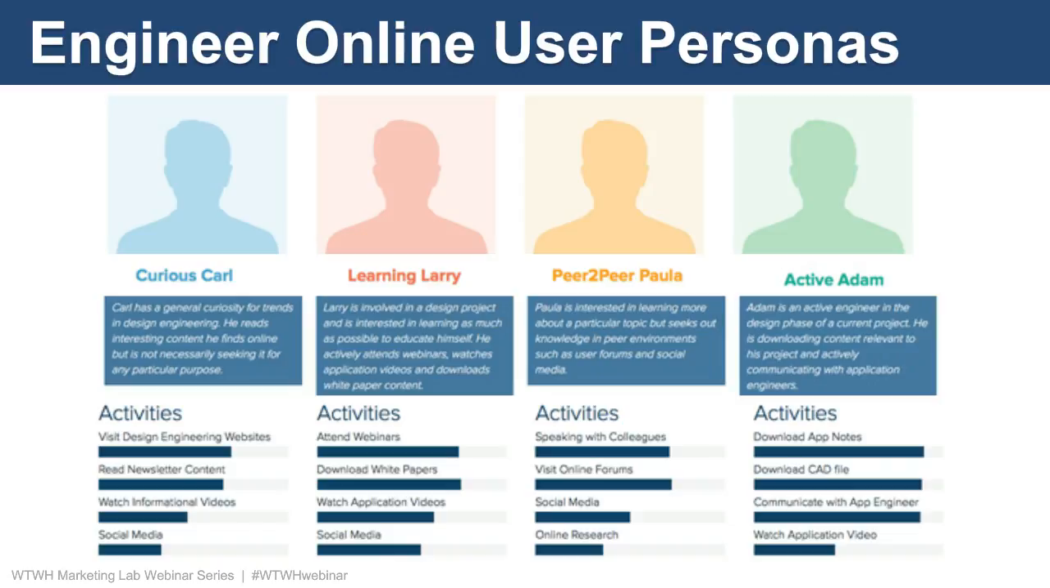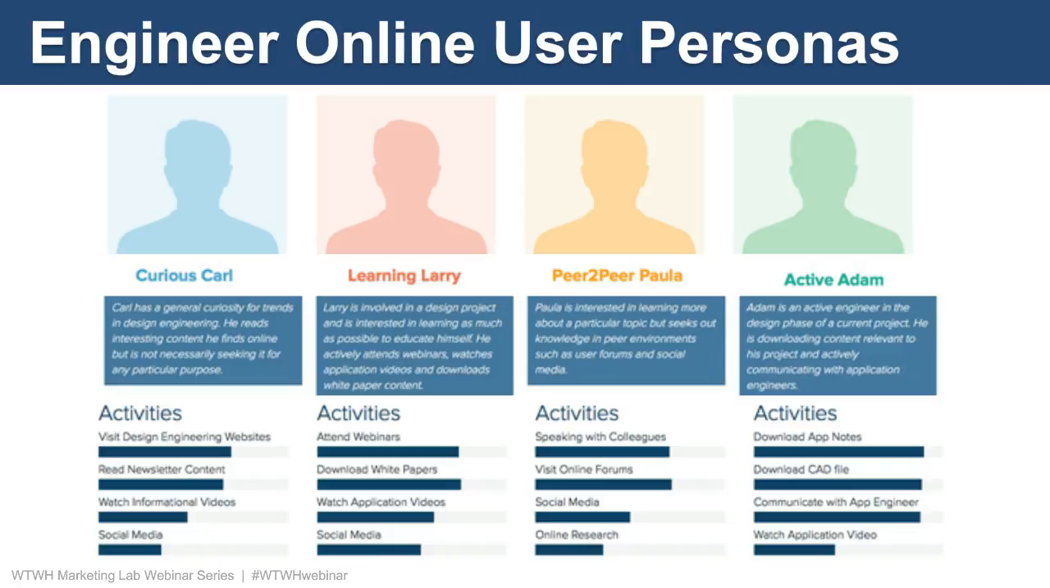Next up, we have Learning Larry, who's a little further down the funnel, and he's actually involved in a project. He has a specific interest in a topic, and he's in the engagement stage, where he's active and he's downloading white papers and watching application videos that will help him with his project.